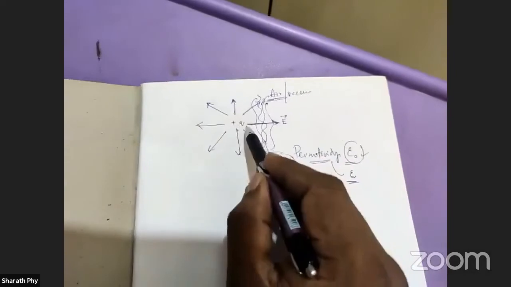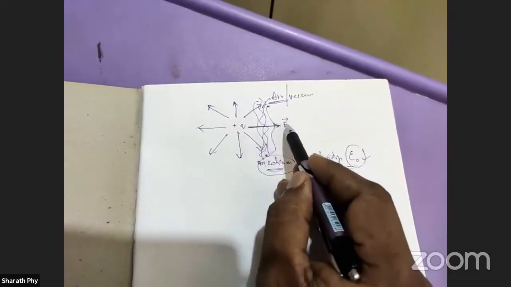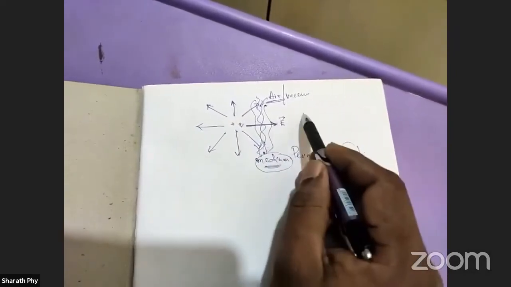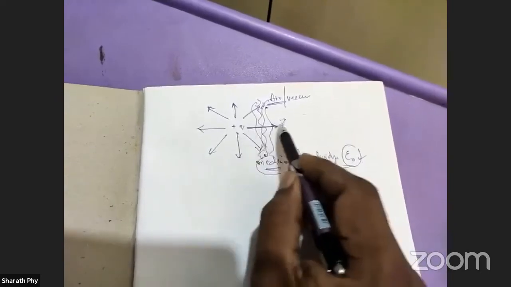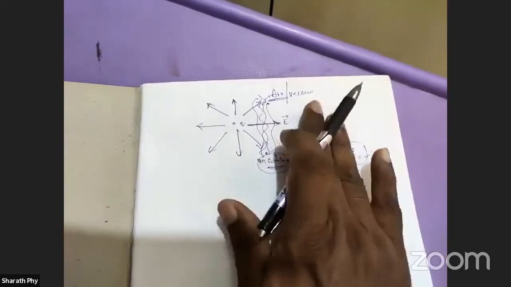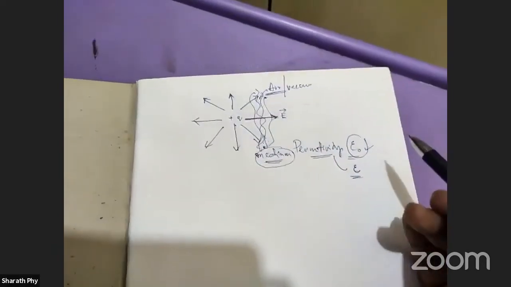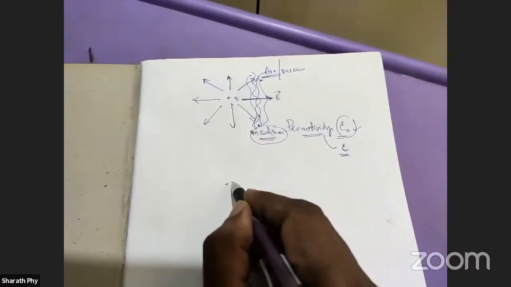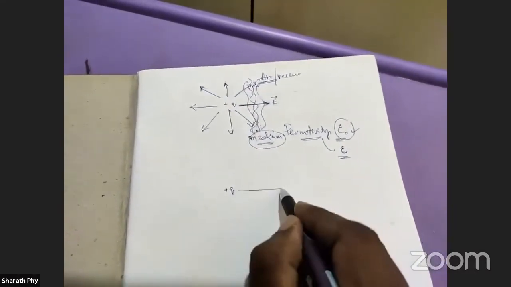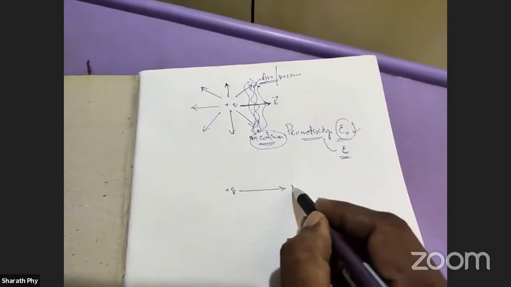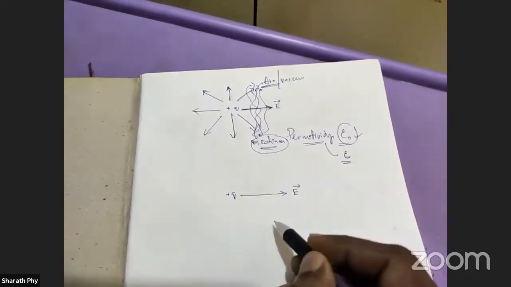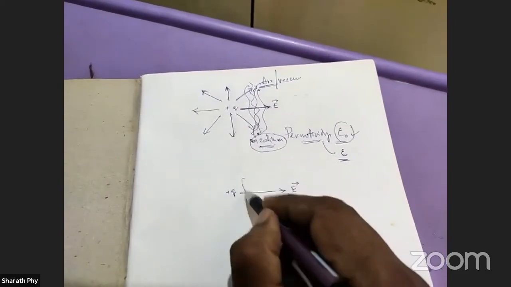If these electric field lines are coming out here, the more electric field lines come here, we say that at this area the electric flux is more. So how to calculate electric flux? Let us take, for example, a positive charge, and an electric field line going normally in this direction straight, and one surface is there here.